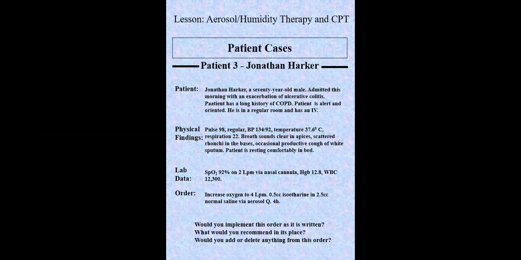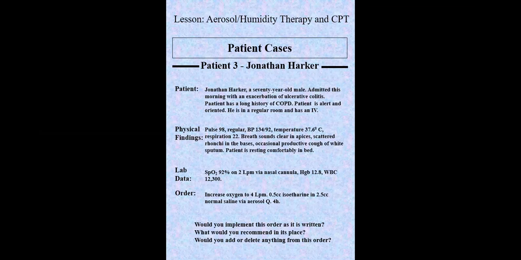His pulse is 98 and regular, blood pressure 132 over 92. His temperature is 37.6, or a small fever, right? Respiration 22, and they didn't say shallow, so it must be normal. Breath sounds are clear in the apices. So up at the top, the breath sounds are clear. Scattered rhonchi around in the bases. Occasional productive cough of white sputum. And the patient is resting comfortably in the bed, okay?